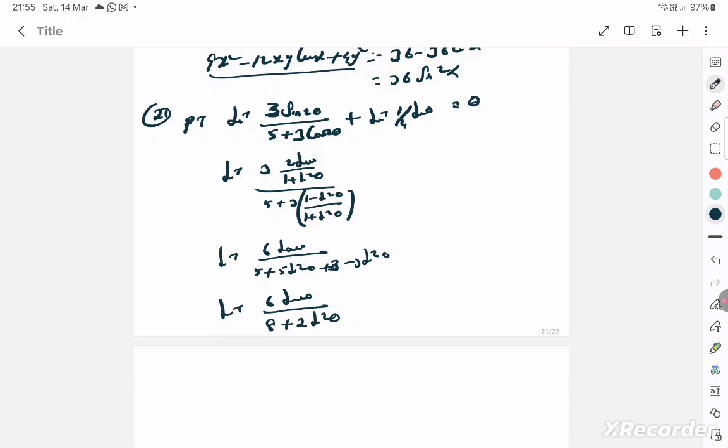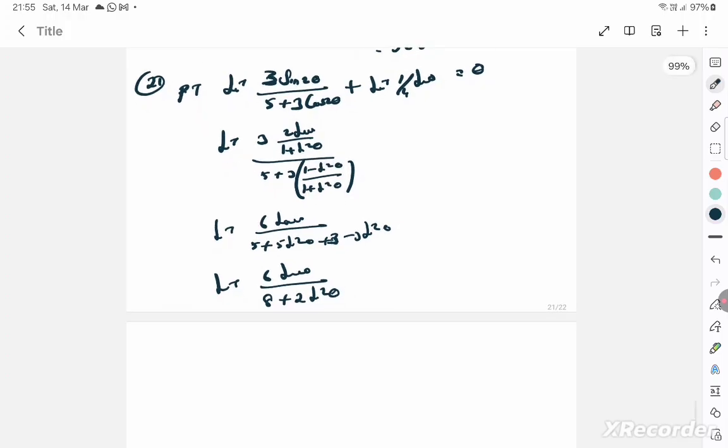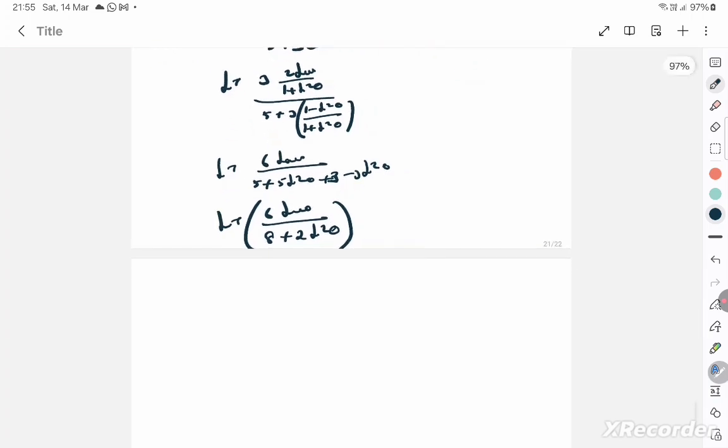And there is a 3, right? There's a 3 cos 2 theta. So you get it like this, and that is solved. And what is on the right side? You have 6 tan theta by.